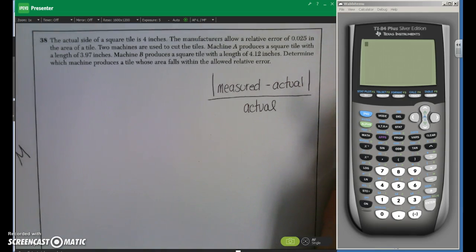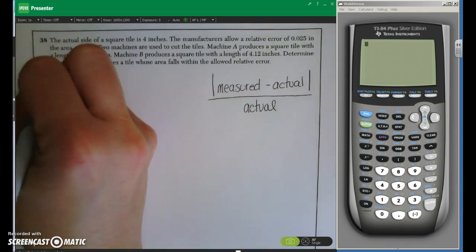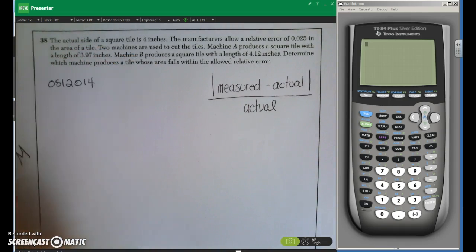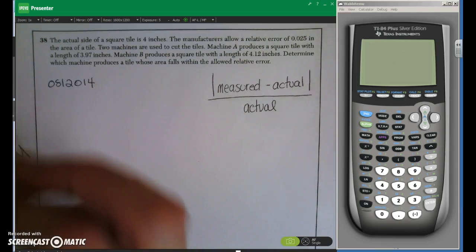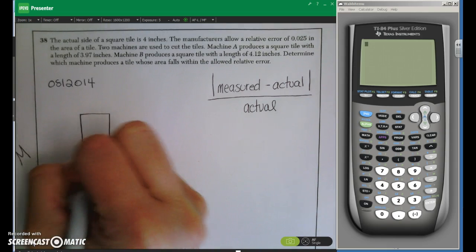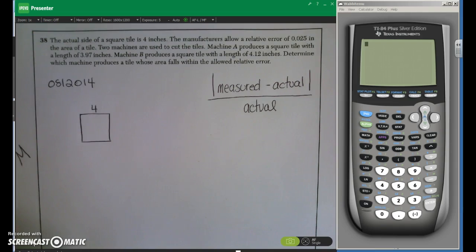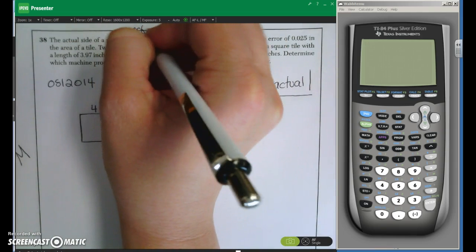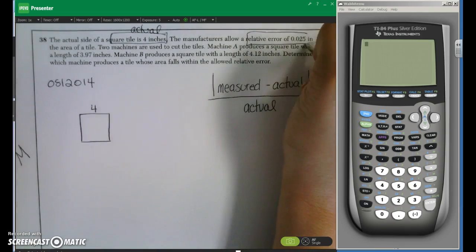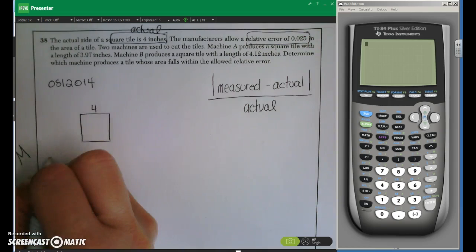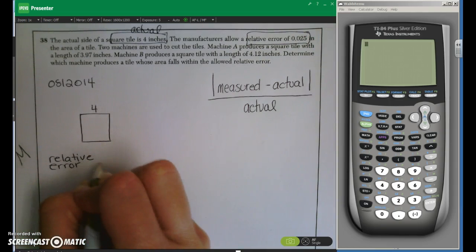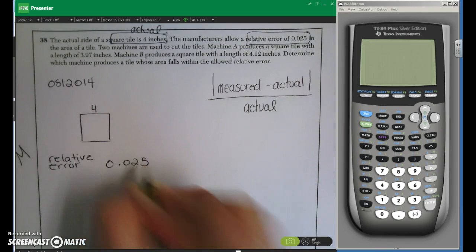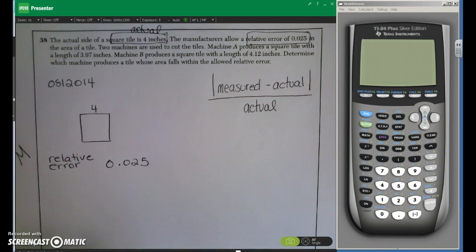So let's look at question number 38, and this is taken from the August 2014 exam. This is a 4-pointer. The actual side of a square tile is 4 inches. So as soon as I hear a shape, I'm going to draw a picture. The manufacturer allows a relative error of 0.025. So we know this is the actual, and we know our error can be 0.025.